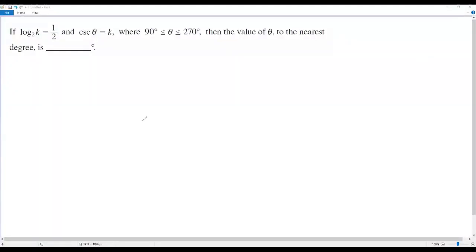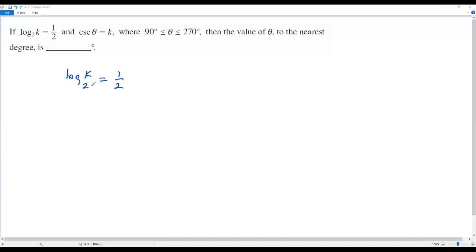If log k to the base 2 equals 1 half and cosecant theta equals k, where 90 degrees is less than or equal to theta, less than or equal to 270 degrees, then the value of theta to the nearest degree is. First, let me take the given equation, that is log k to the base 2 equals 1 half. The first thing I'm going to do is convert this equation to exponential form. It's already in logarithmic form.